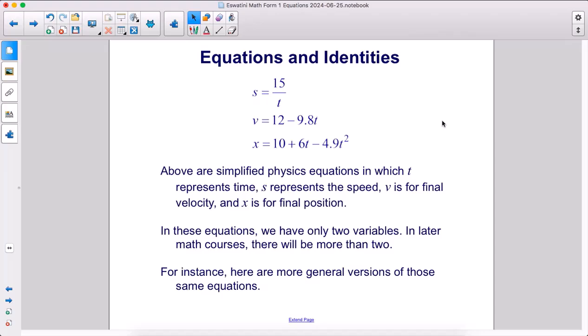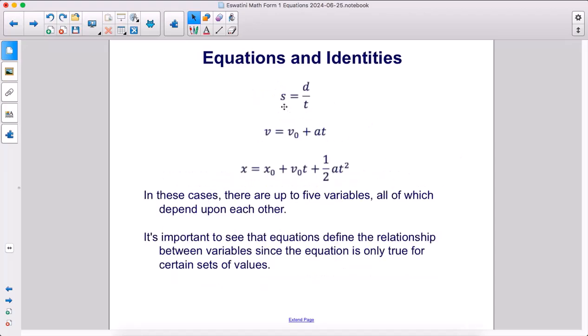For instance, here are more general versions of those same equations. s equals d over t, or speed equals distance over time. Final velocity equals initial velocity plus at, acceleration times time. Final position equals initial position plus initial velocity times time plus 1/2 acceleration times time squared. In these cases, there are up to 5 variables, all of which depend on each other. It's important to see that equations define the relationship between variables, since the equation is only true for certain sets of values.